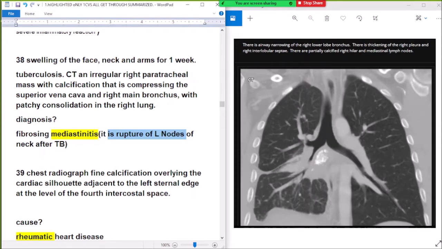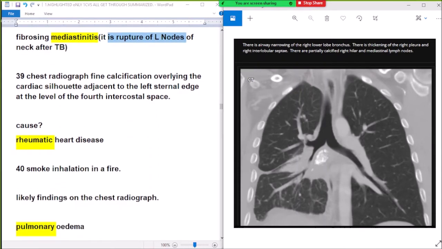Again, let's describe this. The CT can show an irregular right paratracheal mass with calcifications that is compressing the superior vena cava and right main bronchus, with patchy consolidation in the right lung. Diagnosis: fibrosing mediastinitis. Question 39.